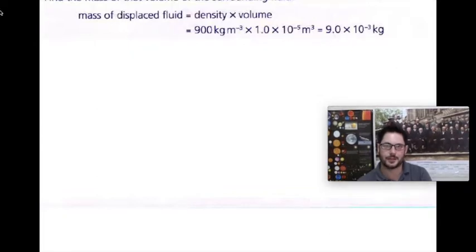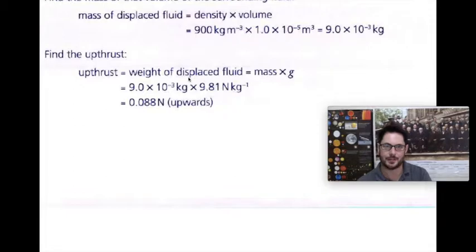And then if we want to know the weight of the fluid displaced, what are we going to need to do? Multiply by what? You tell me. You're correct. Multiply by g, gravity, which is 9.81. So now we have the force upwards, which is the upthrust, 0.088 newtons, and we want to calculate the weight.